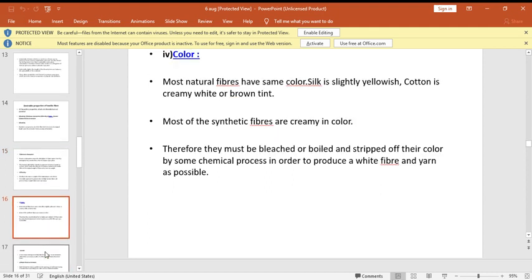In color, most of the natural fibers have their own color. Silk is slightly yellowish, cotton is creamy white, and synthetic fibers are cream in color. Therefore they must be bleached or boiled and stripped of their color by some chemical process in order to produce a white fiber or yarn as far as possible.